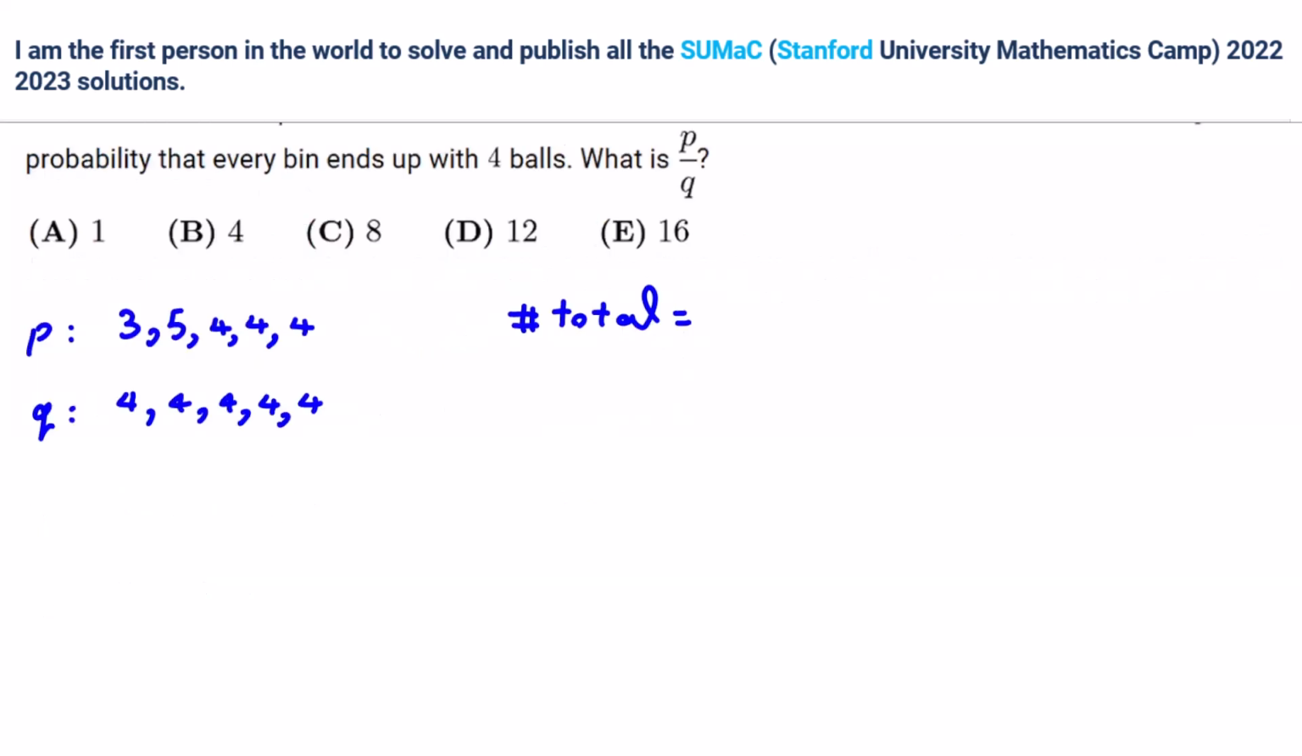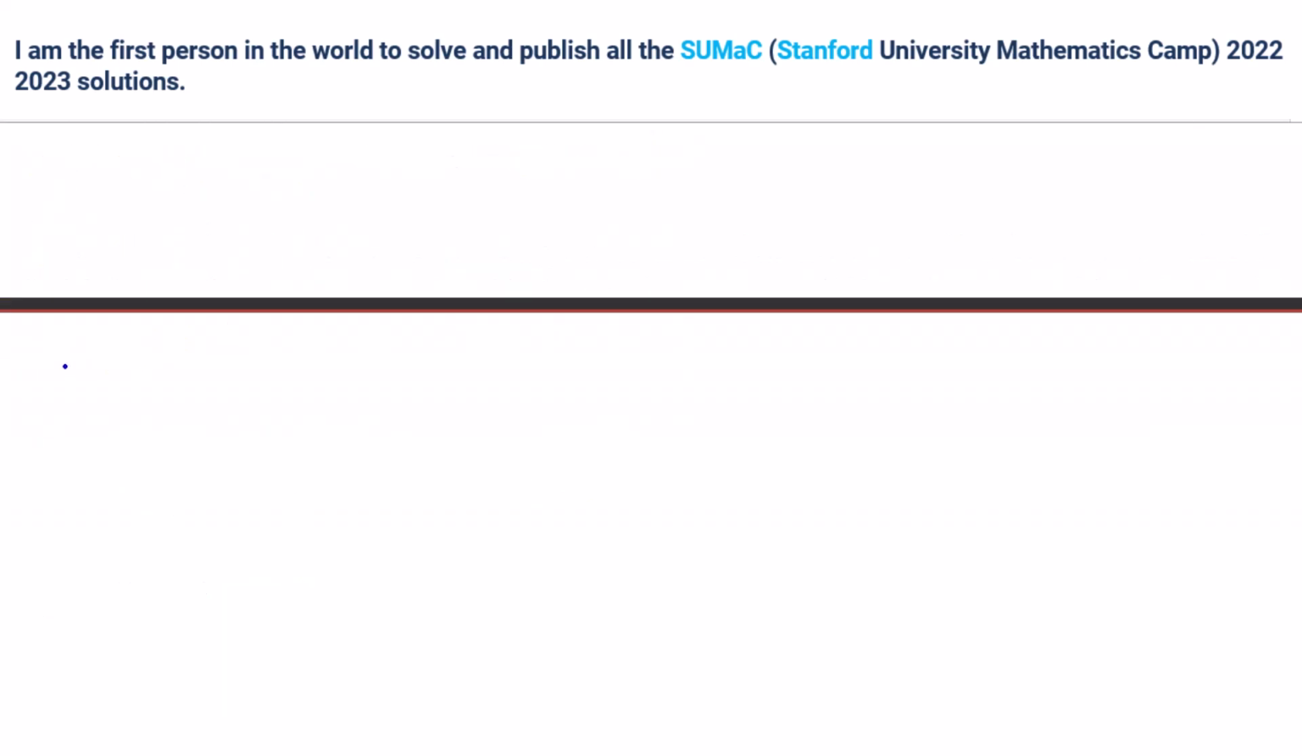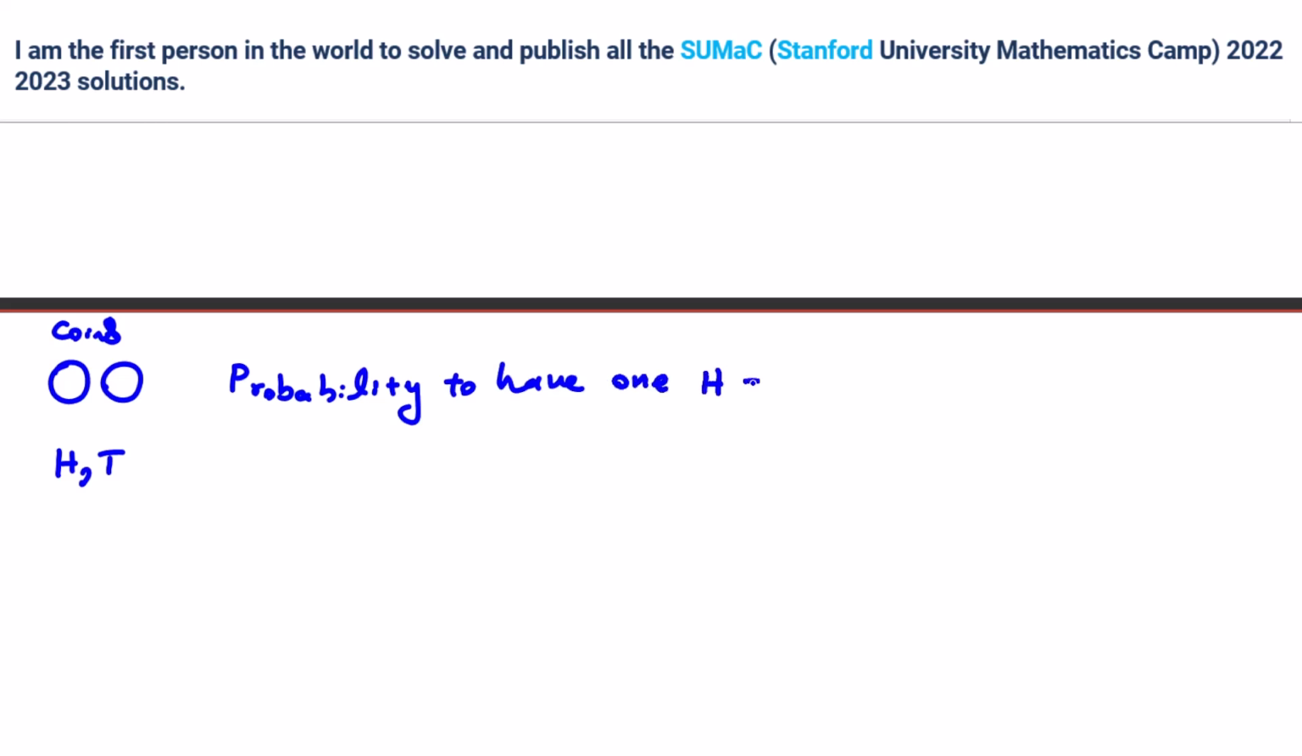For example, let me tell you something. This is a famous question of that. Suppose we have 2 coins. Each coin is H or T. What's the probability to have exactly 1 H? Let me tell you, what are all the cases? Or what's the probability to have TT?